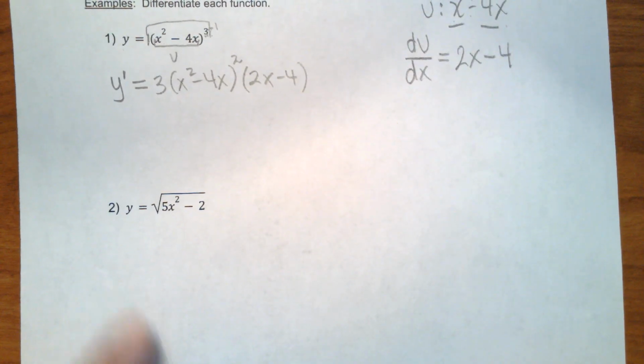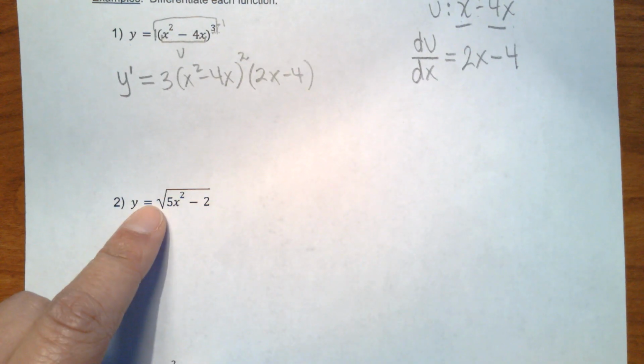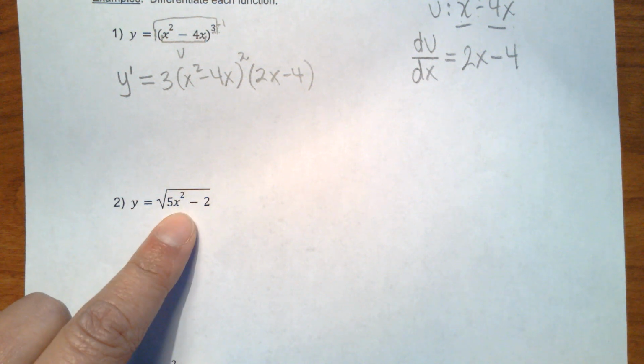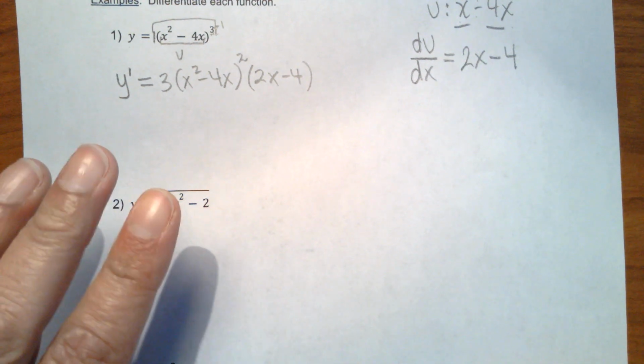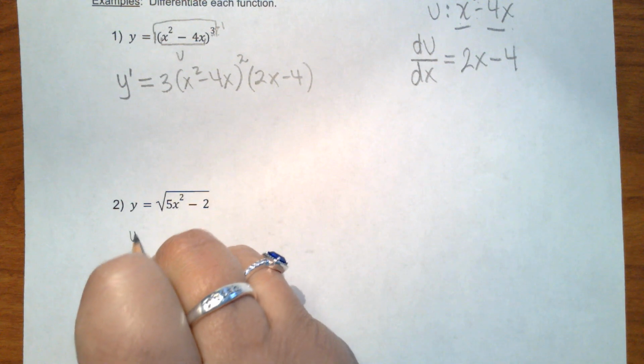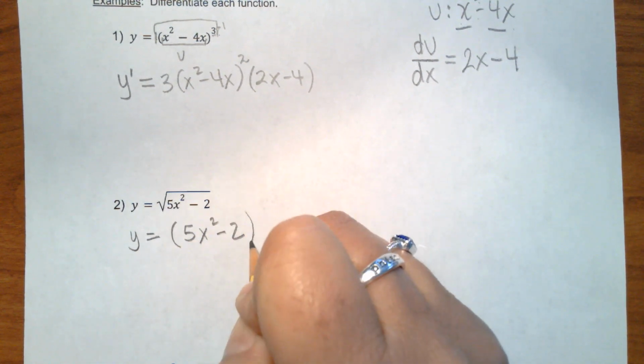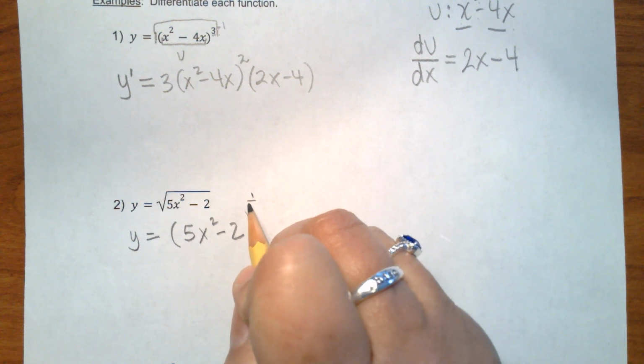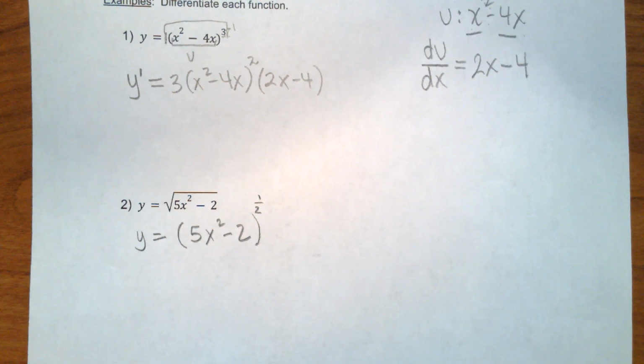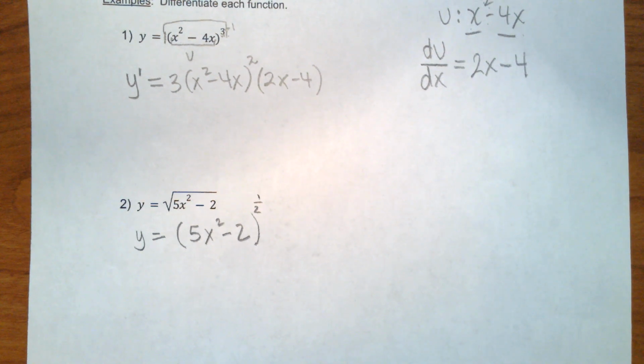Number 2. We have y equals the square root of the quantity 5x squared minus 2. So before we do anything here, let's change that square root to the quantity of 5x squared minus 2, to the 1/2 power. We don't work with square roots when we differentiate. We have to turn them into powers, into exponents, so that turns into 1/2.